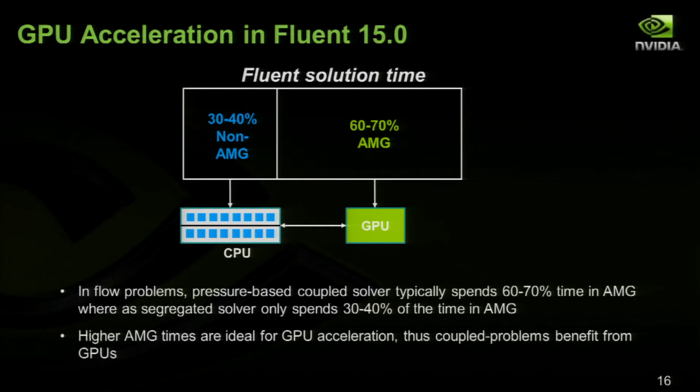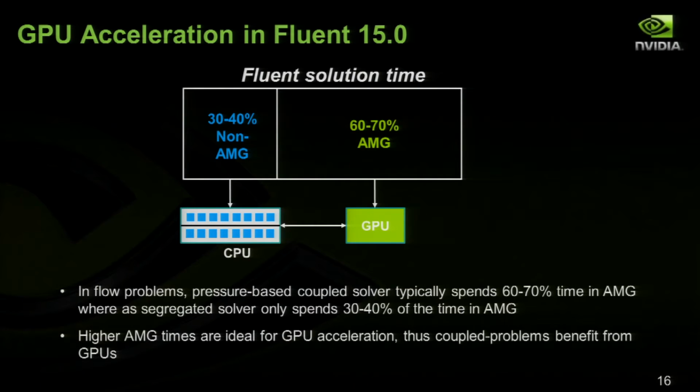If you take a Fluent simulation, you can basically divide that into two parts. One part is the algebraic multigrid portion, which is the linear solver that I've been talking about, which typically goes to GPUs. And the non-AMG portion, which includes the matrix assembly, the discretization, or the solution update. So anything that is outside the linear solver can be grouped into non-AMG. And Fluent offers two kinds of solvers under the pressure-based option. One is a coupled solver, the other one is a segregated solver.